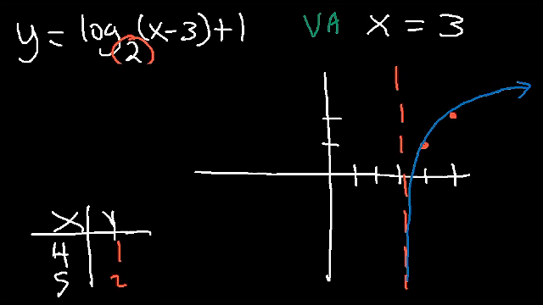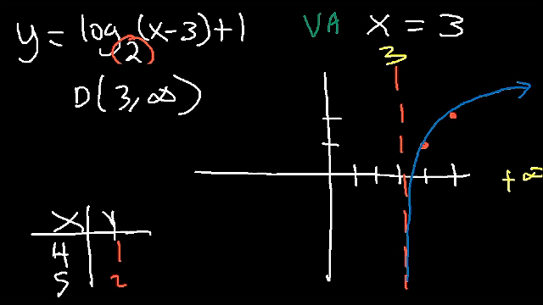Now, what is the domain for this function? Notice that the lowest x value is 3, and the highest is infinity. So the domain is from 3 to infinity. Now, what about the range? The range for a logarithmic function, or even a natural log, is always negative infinity to infinity. It's always going to be the case.